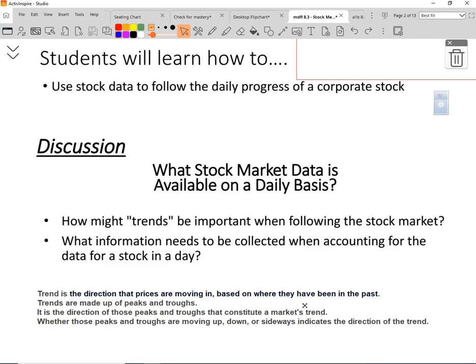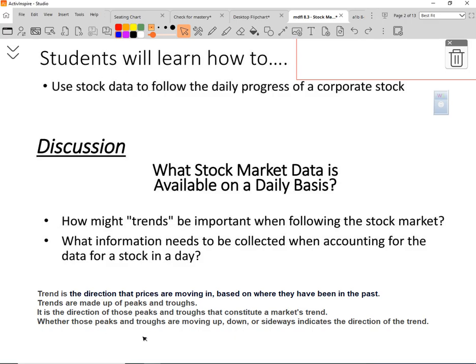So trend is the direction that prices are moving in based on where they've been in the past. Trends are made up of peaks and troughs. If you remember from the 8.2 section, the blue bull market were the peaks above, and the yellow scraggly below was the bear market, right? So that was showing you the trend visually on that infograph.